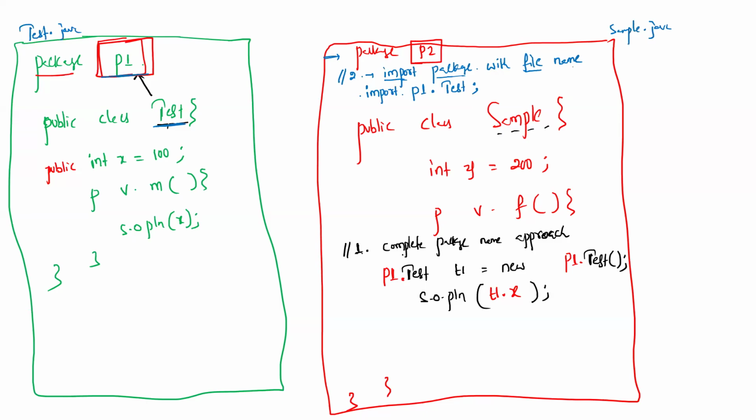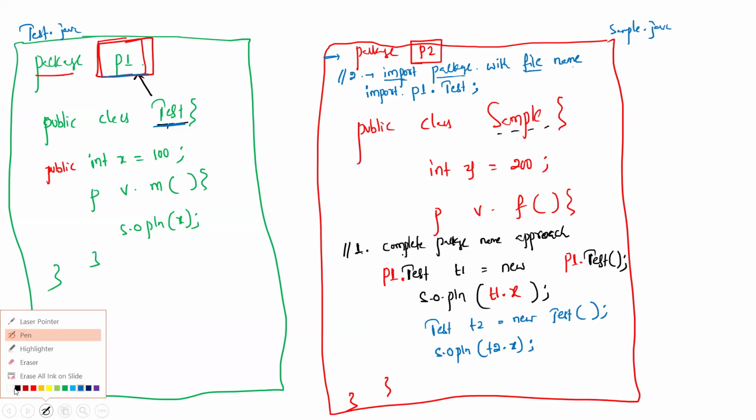Once we import this statement, we can directly create the object. Test t2 equals new Test, like normal object creation, because it's already imported here. So now we can also access it with System.out.println t2.x. That is the second approach. Clear? I'm using a proper color combination for you to understand. The black one is the first, this blue one is the second. Clear? The next, third approach.